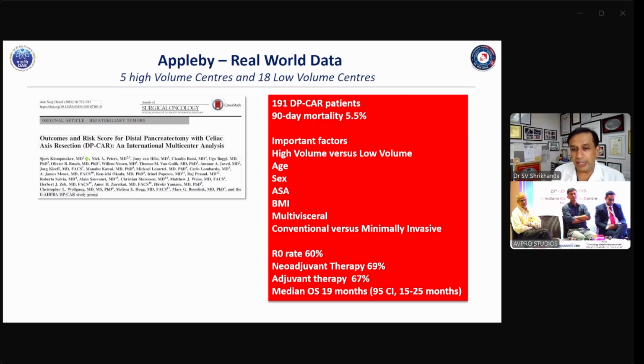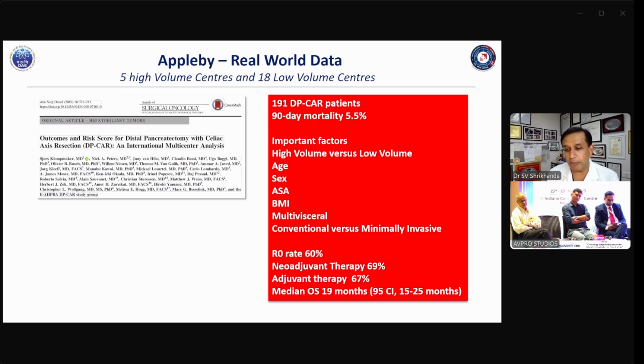You have to decide which are the important factors dictating outcome: high volume, low volume, age, sex, ASA, BMI, multivisceral, conventional versus minimal invasive approaches. And the R0 resection rate is 60%. Unfortunately, I see that neoadjuvant therapy is only 69%. And this is where surgeons can improve by giving more chemotherapy plus or minus radiotherapy pre-operatively.